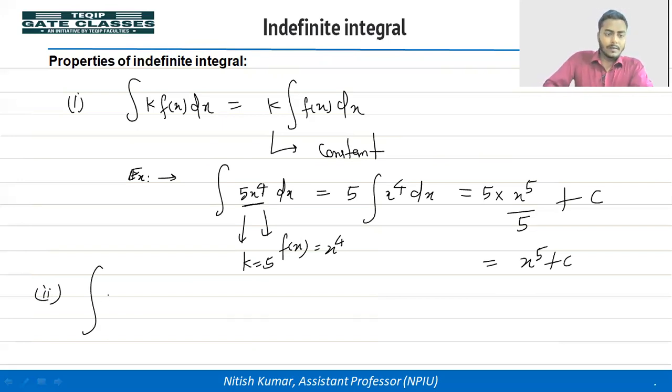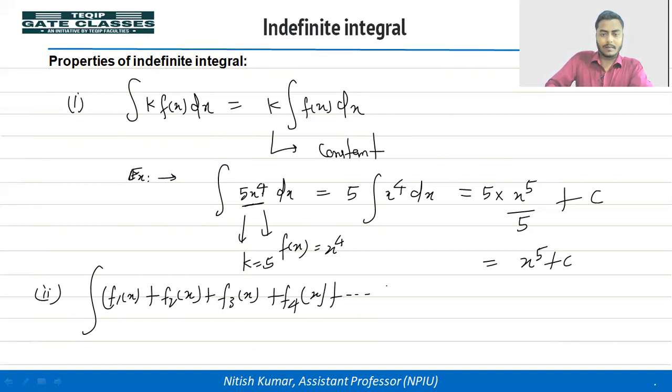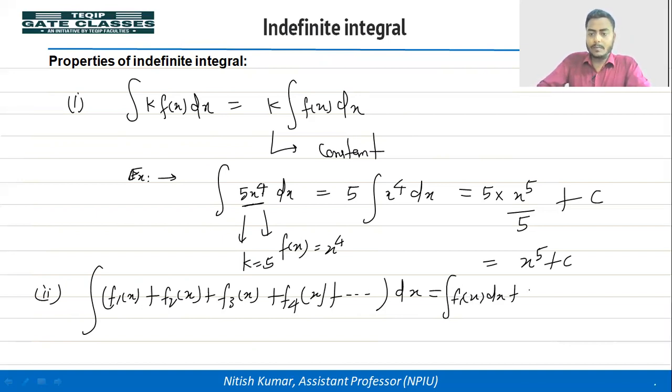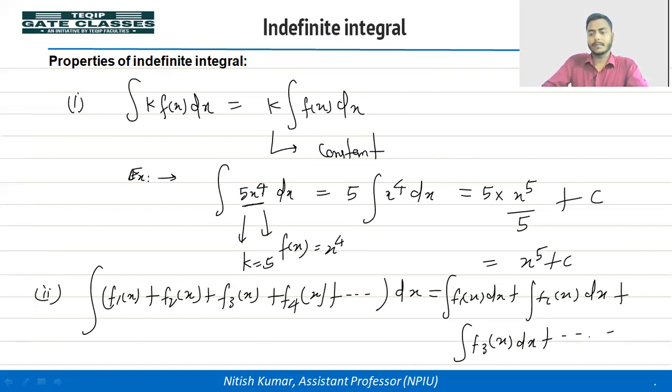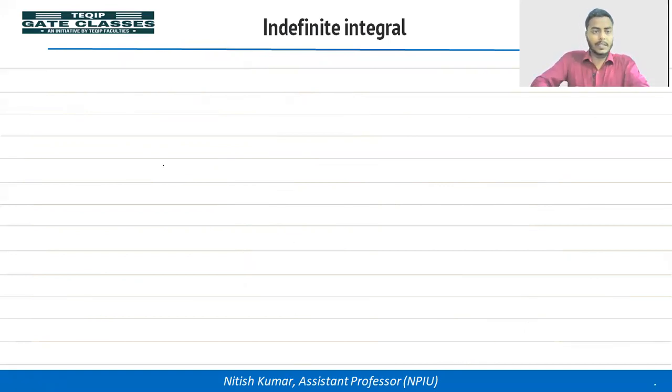Now the second property is integration of a summation of a number of functions, like f1(x) plus f2(x) plus f3(x) plus f4(x), with respect to x. We can write integration of f1(x) with respect to x, plus integration of f2(x) with respect to x, plus integration of f3(x) with respect to x, and so on. Okay.